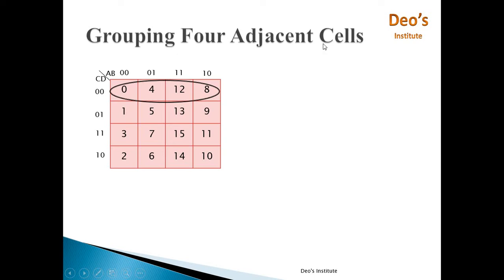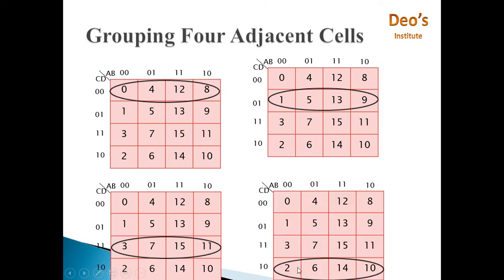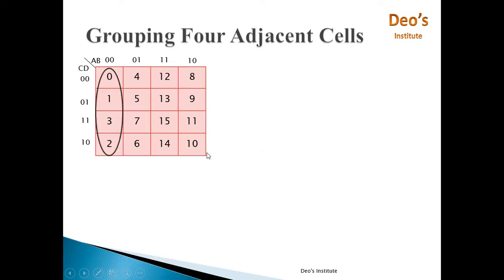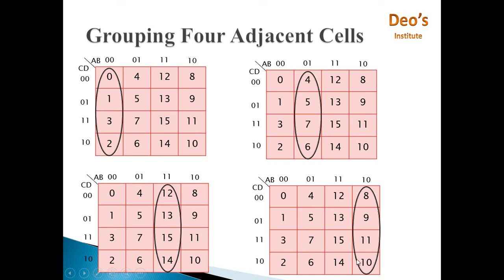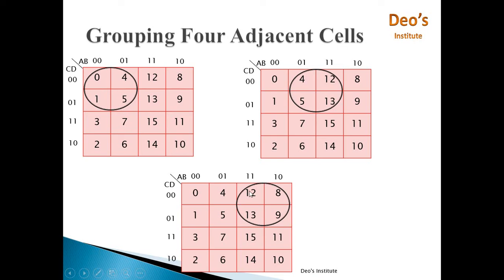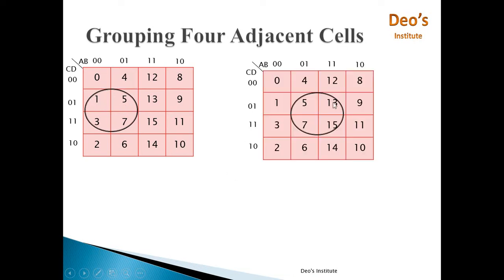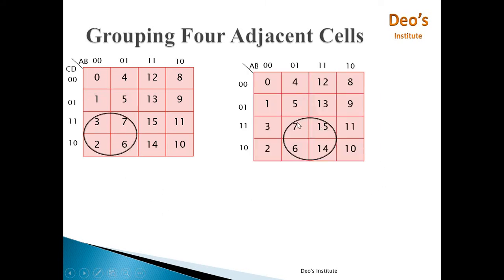Now grouping of four adjacent cells in a four variable K-map. Here a single row can form a group: 0, 4, 12, 8, then 1, 5, 13, 9, then 3, 7, 15, 11, 2, 6, 14, 10. Then we can have columns: 0, 1, 2, 3; 4, 5, 6, 7; 12, 13, 14, 15; 8, 9, 10, 11. Then we can have a group in a square. So this is one group, this is another group, this is the third group. Similarly, this one, this one, this one, then this one, this one, this one.